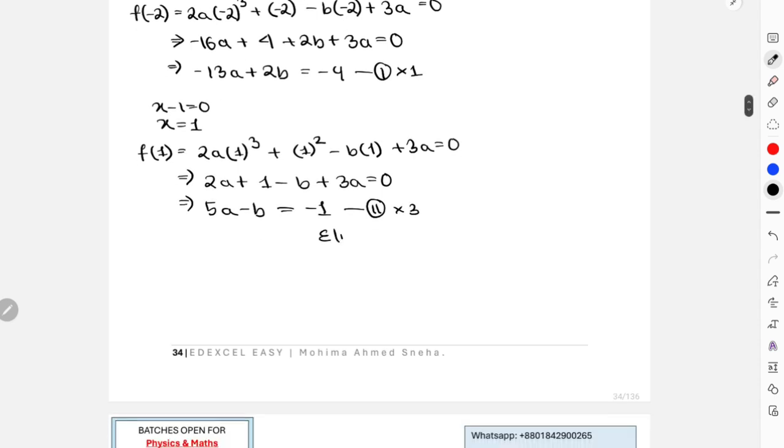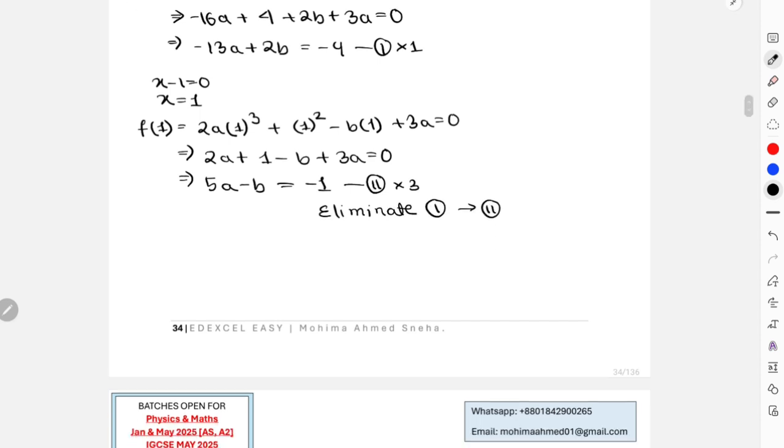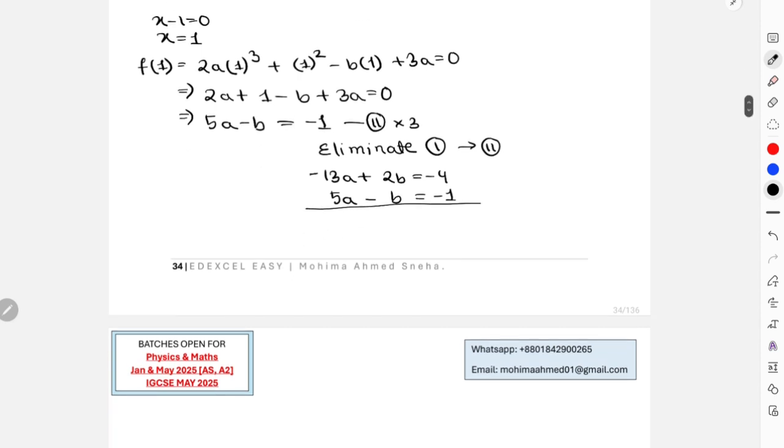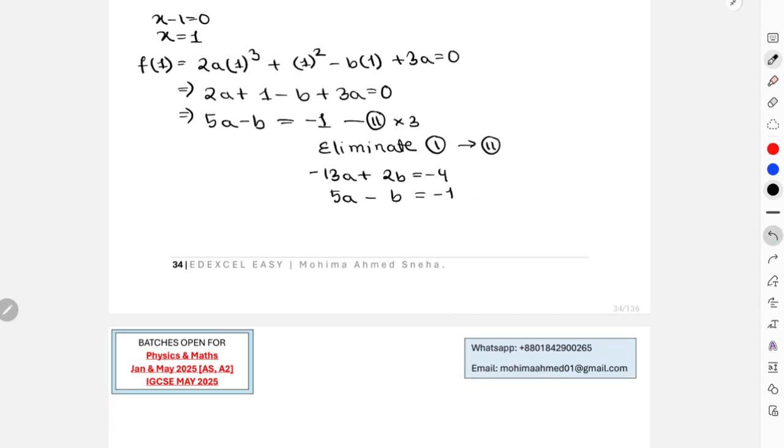So elimination would be, one from 2, this gives you minus 13a plus 2b equals minus 4, and this is 5a minus b equals minus 1. Wait, the second expression would be changed, and this is supposed to be multiplied with 2. So this will be 10a minus 2b equals minus 2, and now I have the expression simplified. I can easily add the two b's together. Eventually I'll have minus 3a equals minus 6. So a eventually turns out to be positive 2.